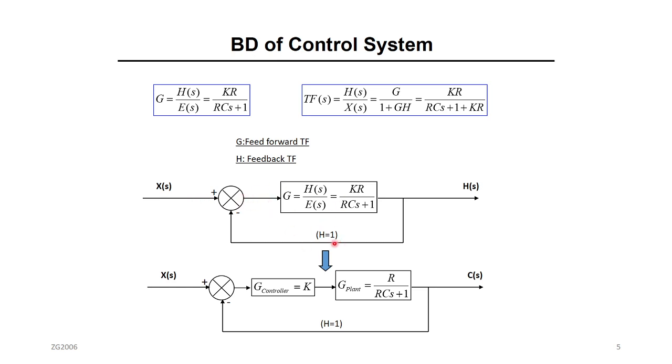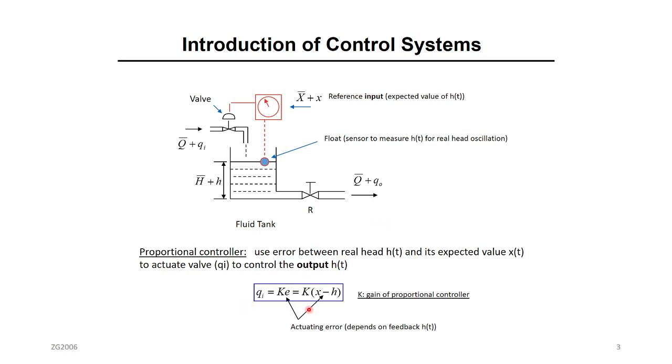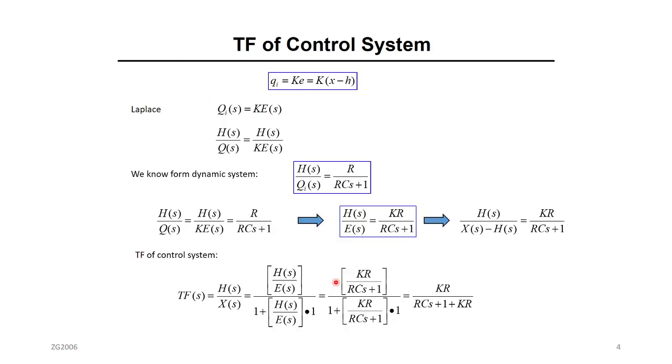How did we come up with this one? We want to understand how we came up with this block diagram. I will show you step by step, briefly. I will start from this equation: Qi equals K times the error, the proportional controller times the error. So I will start from here.